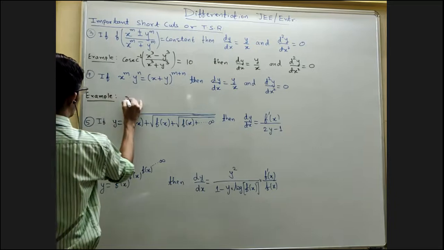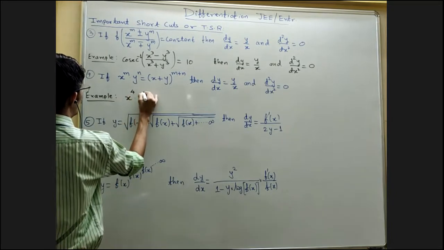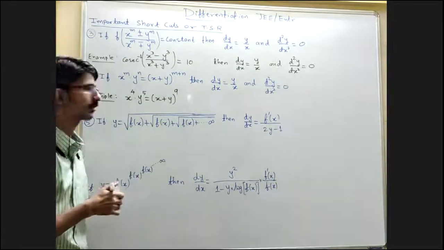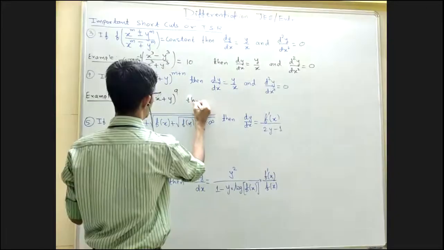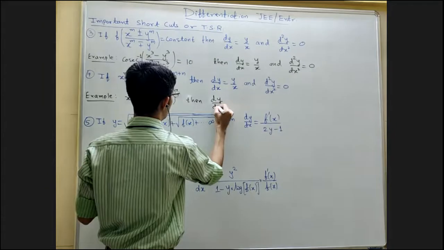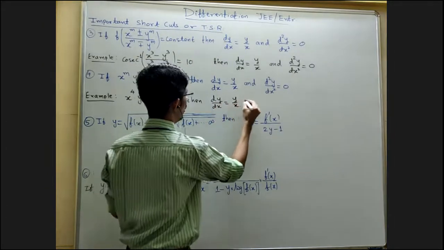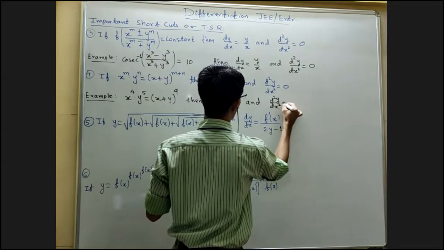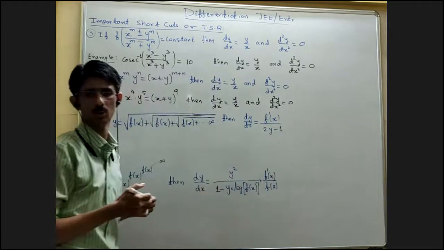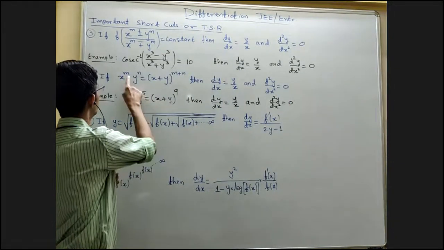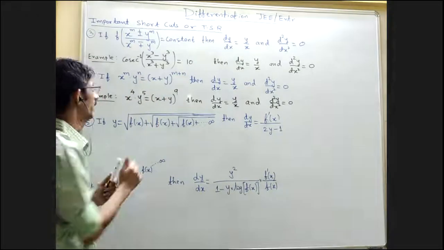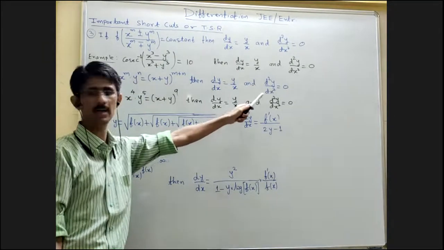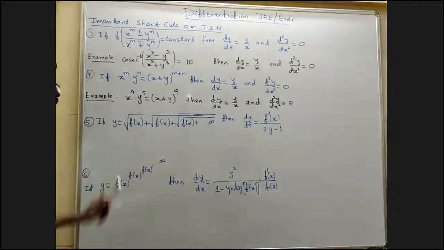So if we are having, say for example, x raised to 4 into y raised to 5 is equal to (x plus y) raised to 9 is given, then obviously it is clearly visible, students, that dy by dx will always be equal to y by x, and the second order derivative d2y by dx2 will always be equal to 0. How should it be? 4 plus 5, m plus n, so this m plus n should be here, and as we know 4 plus 5 is 9, so dy by dx will be y by x, and the second order derivative will be 0. Please note down.